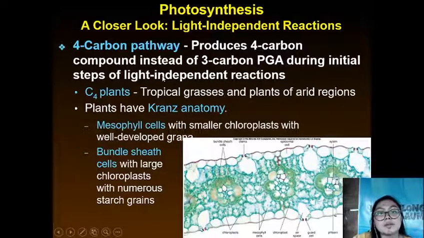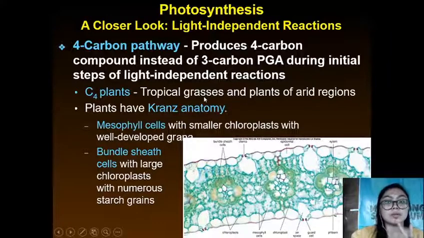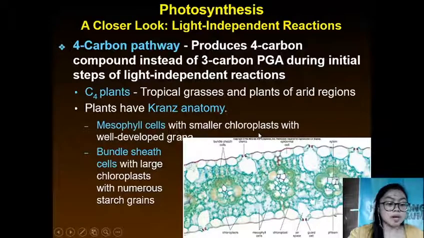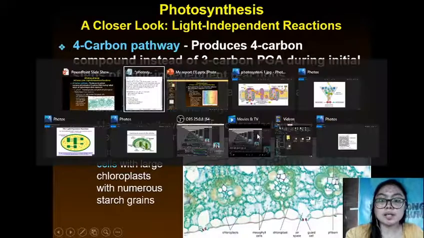So the 4-carbon pathway produces a 4-carbon compound instead of 3-carbon PGA during initial steps of light-independent reactions. So C4 plants are mostly tropical grasses and plants in arid regions. These plants have Kranz anatomy. So I have an example here for Kranz anatomy.